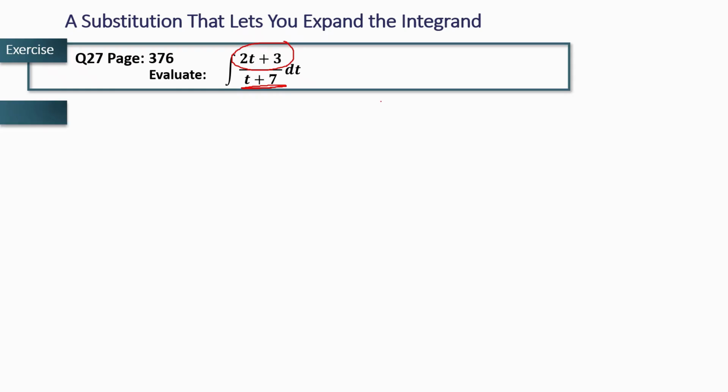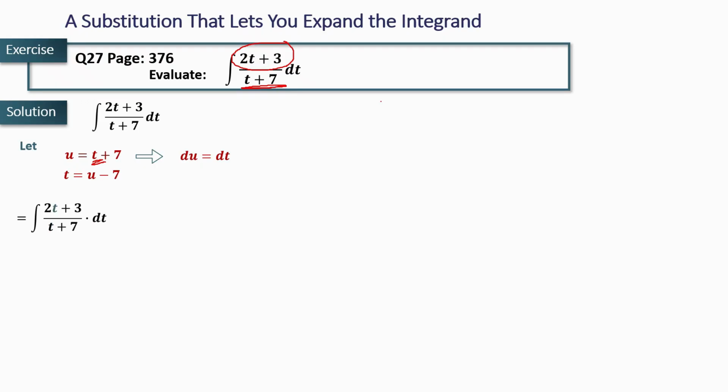So let's proceed with our u, that is t plus 7. du is dt. So in the place of dt, you will substitute du, and in the place of t plus 7, you will substitute u. And what about your 2t plus 3? Find t from here. t is nothing but u minus 7. Substitute in the place of t. So you get integral 2 times, for t you will be replacing it with u minus 7, and t plus 7 with u, and dt with du.